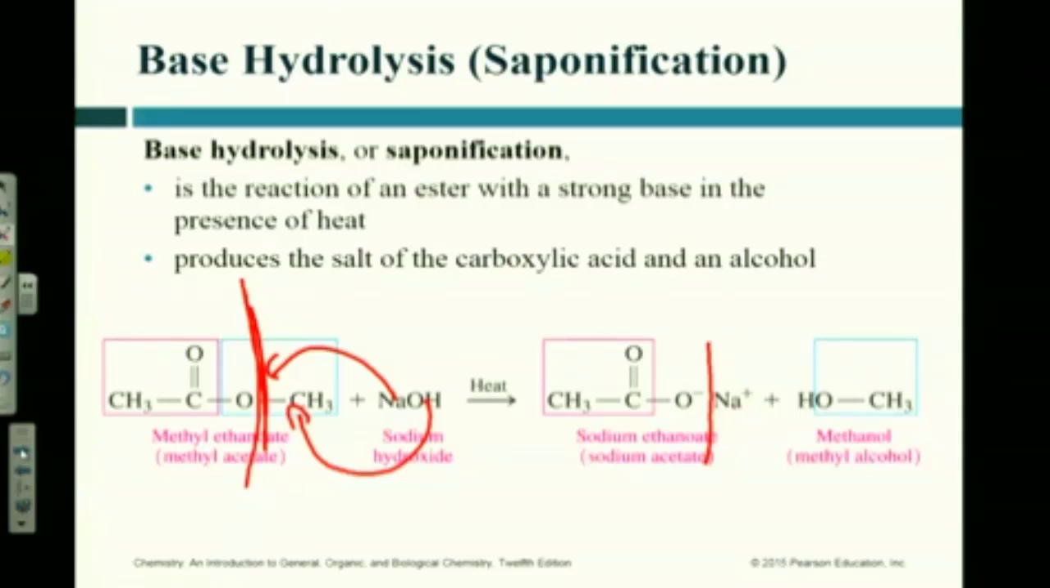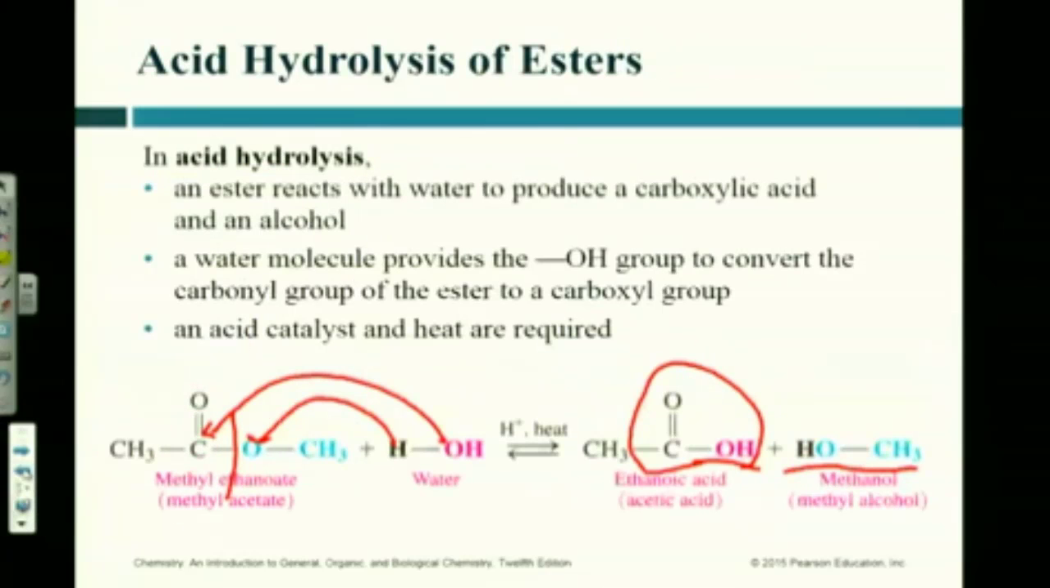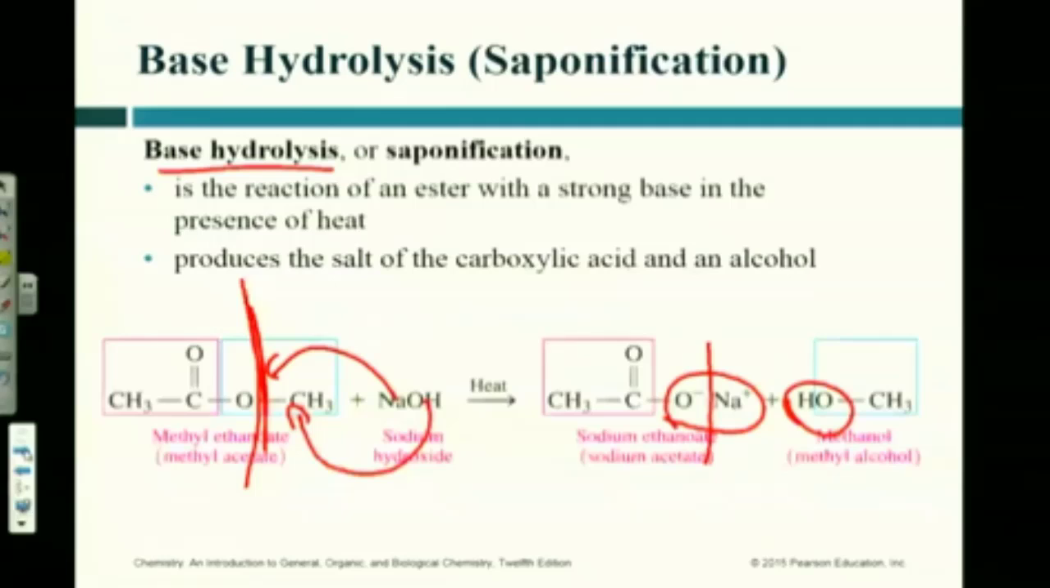This now is called base hydrolysis, but what has happened? We still have a hydroxyl group here, but instead of having a hydroxyl group here, we have a salt. So is it a salt and alcohol? We have a salt and alcohol instead of having two alcohols. Okay? So they look very similar, don't they? Acid hydrolysis really produces two alcohols. Base hydrolysis produces what? An alcohol and a salt. Okay?